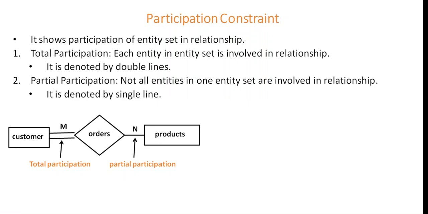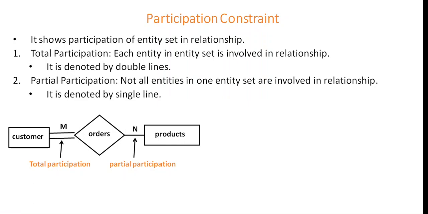Customer entity is there and product entity is there. Okay, see, customer is having total participation in the order relationship and product is having partial participation in the order relationship. Now what does it mean? Customer is having total participation means all customers are involved in the relationship because all customers have ordered some products, but not all products are ordered by customers. That's why there is a partial participation of the product entity.